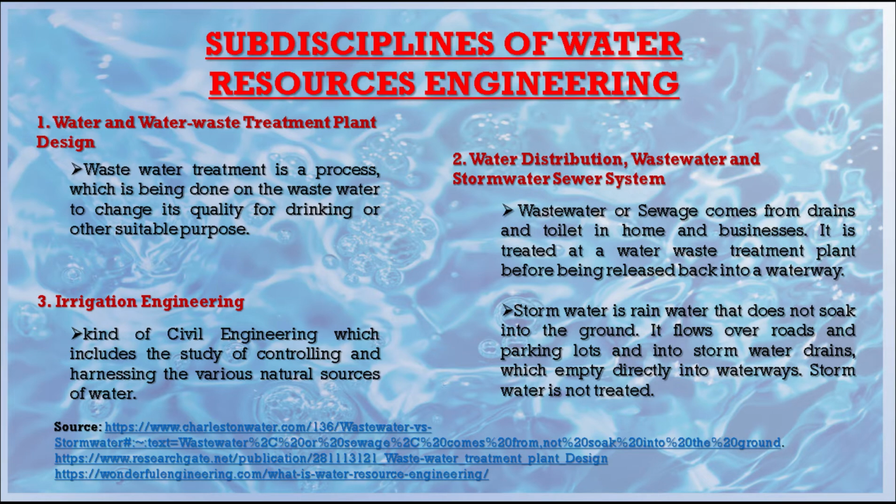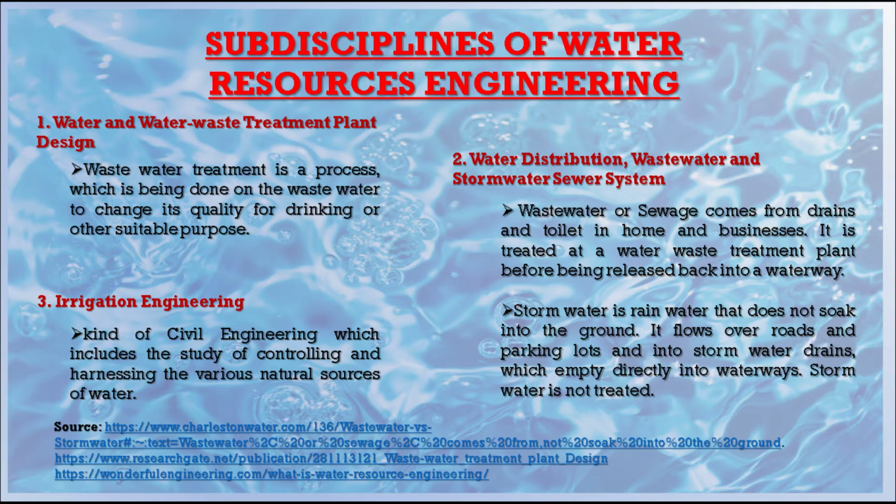Stormwater is not treated. So, yung pagkakaiba neto, yung wastewater or yung sewage, galing siya sa drains or toilets sa isang bahay or businesses. And it is treated sa wastewater treatment plant bago siya ma-release back sa waterway. Pero, ang stormwater, ito yung rainwater na hindi nagsasoak sa ground. It flows over roads and parking lots and into stormwater drains which empty directly into a waterway. So kung yung wastewater is treated, ito namang stormwater is not treated. So yun yung pagkakaiba ng stormwater sa wastewater.